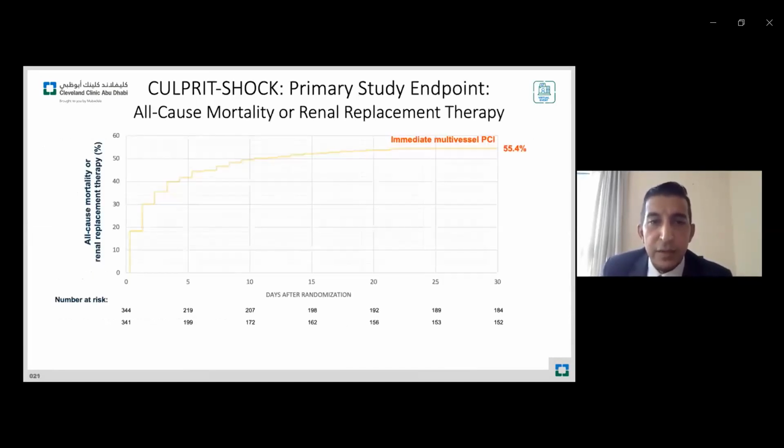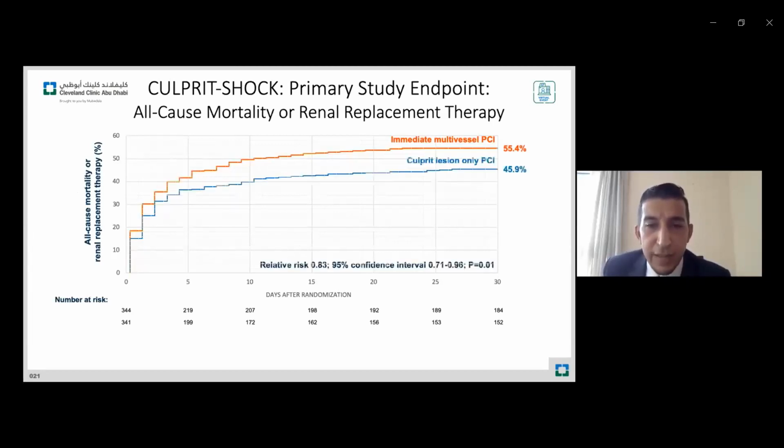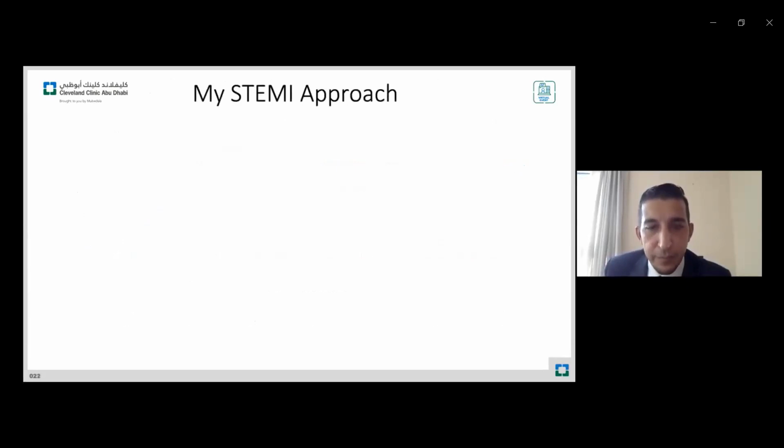So this is a trial looking at all-cause mortality or renal replacement therapy, the need for dialysis. And when we look at it, immediate multivessel PCI had a 55% event rate out to 30 days. And if we just did the culprit, only 45%. So patients did much, much worse. The number needed to treat was 10 to have one event if you did multivessel PCI at the time of the initial event.